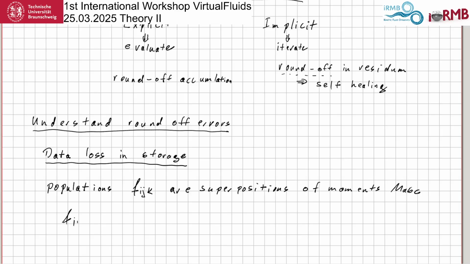So you can just write Fijk is some sum over A, B, C. You could have some value, some tensor alpha ijk abc, so 6 indices into m abc. And now this can be written as a transformation matrix, which is a constant. So you can write each population as the sum of these moments.